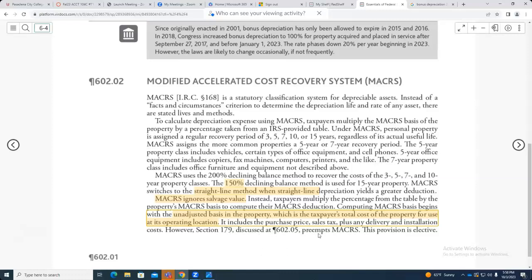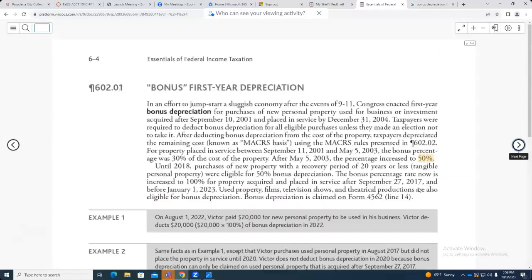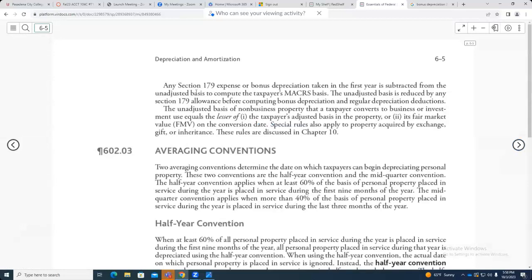However, Section 179 preempts makers. That means Section 179 comes before makers. Section 179 comes after bonus, but before makers. So what is that? Any section 179 expense or bonus depreciation taken in the first year is subtracted from the unadjusted basis to compute the taxpayer's maker's basis. So maker's basis is bonus depreciation, if anything left, minus section 179. If anything left, now you have maker's basis. So it's the third level of category of calculation that becomes your maker's basis. We will see examples, okay? Don't worry.